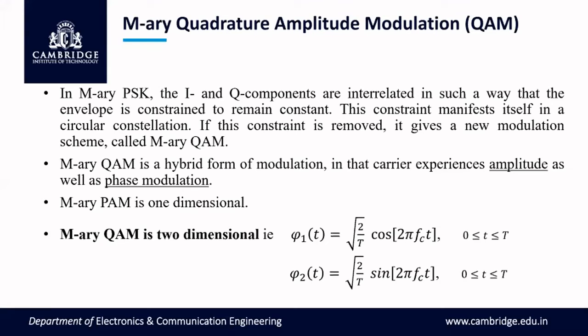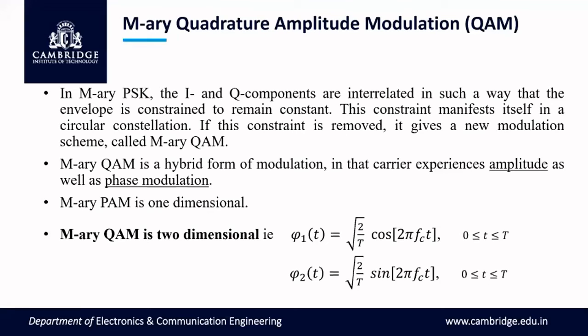So there are two differences between MRA PSK and MRA QAM. In MRA PSK, amplitude remains constant. In MRA QAM, amplitude is allowed to vary. MRA PSK is a circular constellation system. MRA QAM is not circular, maybe square.